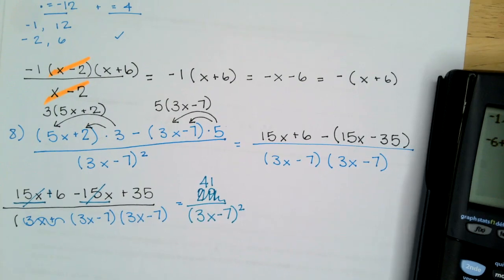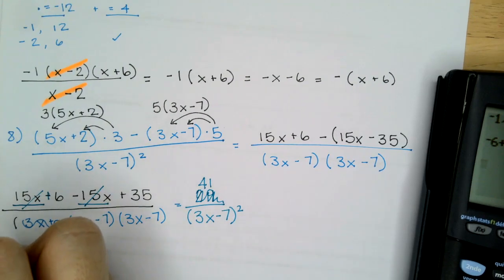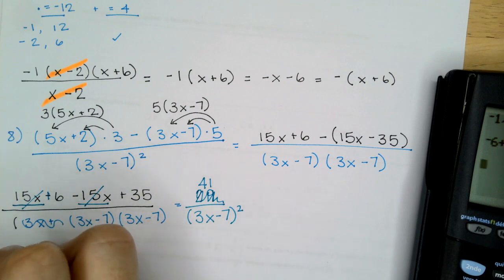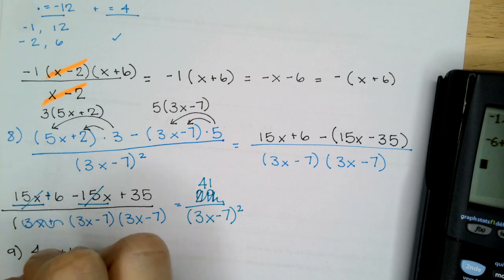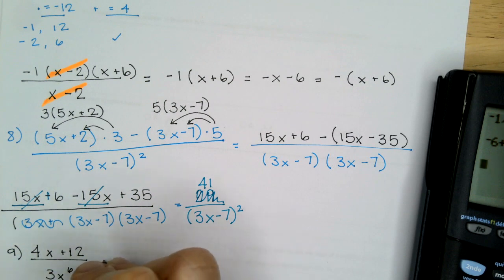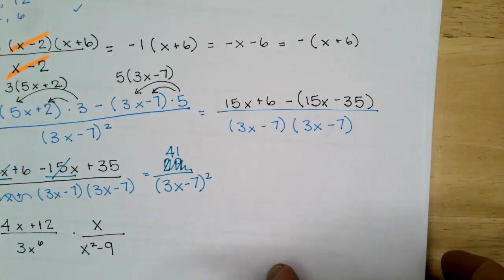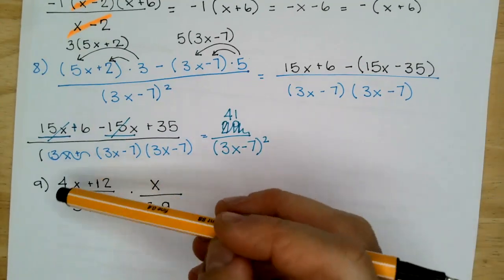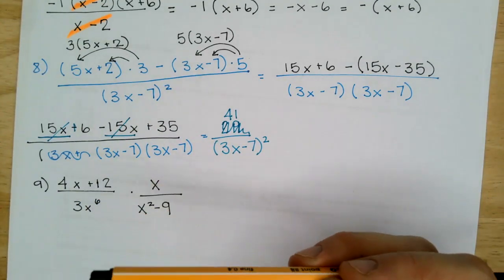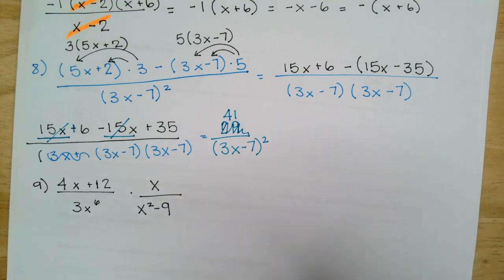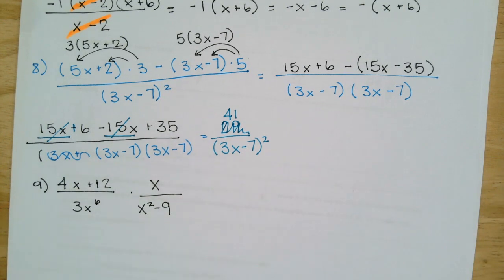Number 9 says, perform the indicated operation and simplify the result. Leave it in factored form. So we have 4x plus 12 over 3x to the 6th times x over x squared minus 9. So think about what you know. Think about what you're going to do with each of these, okay? 4x plus 12, I'm going to factor out a 4. 3x to the 6th, I can't do anything. X can't do anything. X squared minus 9, that is, again, a difference of two squares.